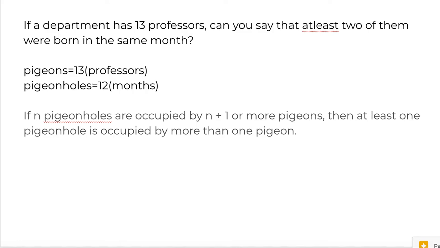Does this satisfy what we just read about the pigeonhole principle? If there are n pigeonholes, so there are 12 pigeonholes, which are occupied by 13 professors, so that's n plus 1 or more, then there would be at least one pigeonhole which will be occupied by more than one pigeon. That is, the department will have at least 2 professors born in the same month. So this is an example of the pigeonhole principle in practice.